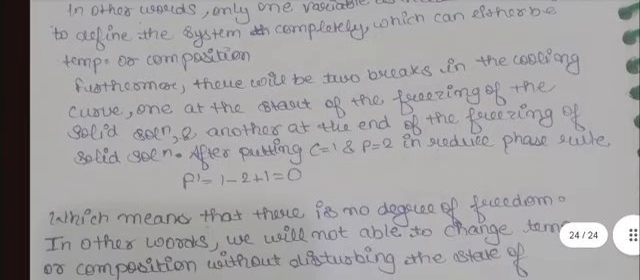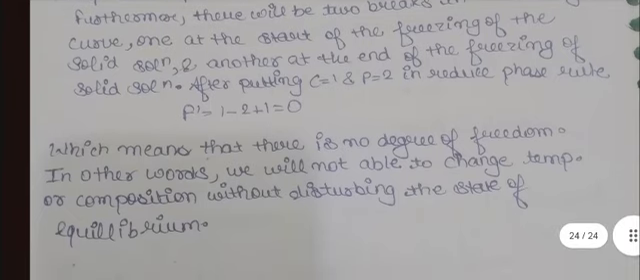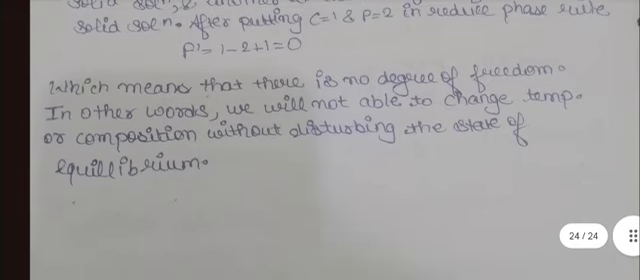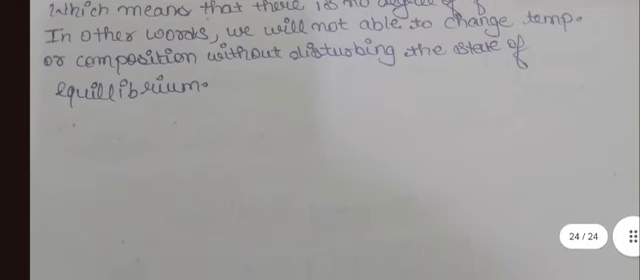Further, there will be two breaks in the cooling curve, one at the start of the freezing of the solid solution and another at the end of the freezing of the solid solution. After putting C equal to 1 and P equal to 2 in the reduced phase rule, F' is equal to 1 minus 2 plus 1 is equal to 0, which means that there is no degree of freedom. In other words, we will not be able to change temperature or composition without disturbing the state of equilibrium.